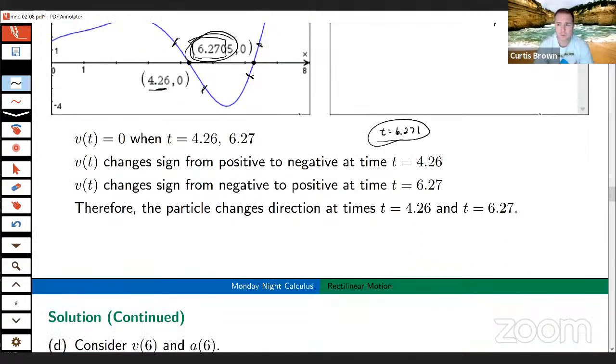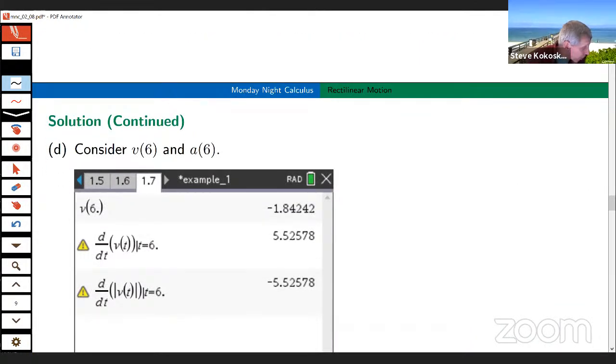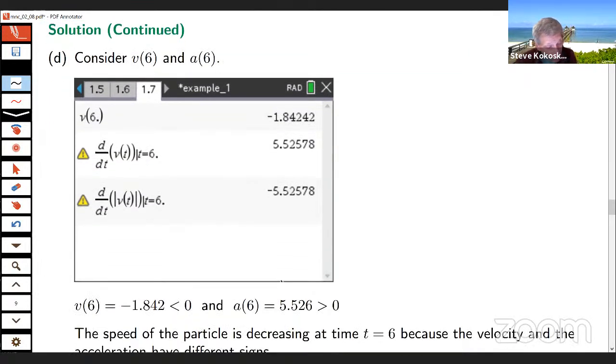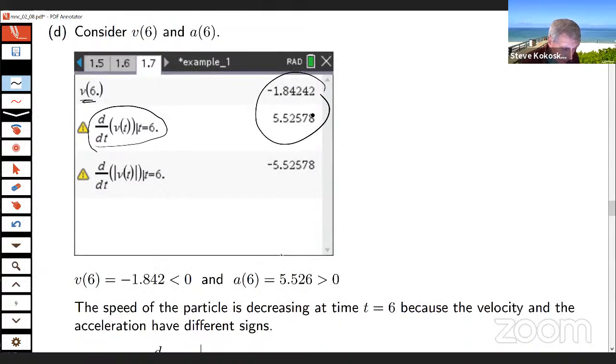Okay, cool. And the last one: is the speed of the particle increasing or decreasing at time t equals 6? So I have to find v of 6 and a of 6. That's my naive way to do this. I already have this function v in my calculator. I evaluated it. And I have to find the acceleration at t equals 6. So in calculator lingo here, I'm taking the derivative of the velocity and evaluating that at 6. These signs are different, and therefore the speed of the particle is decreasing. Let me just make a remark here as you're getting close to preparing for the exam.